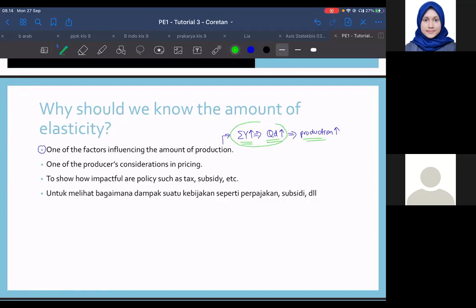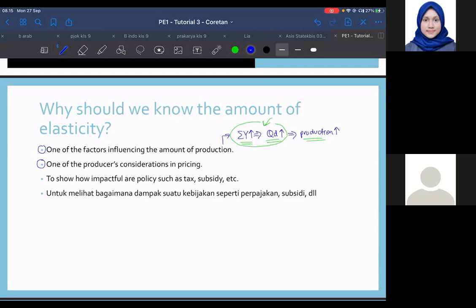So by knowing this relationship, the elasticity, we know how much goods to be produced in that time. Okay, that is the first, and then the second, one of the producer's considerations in pricing.